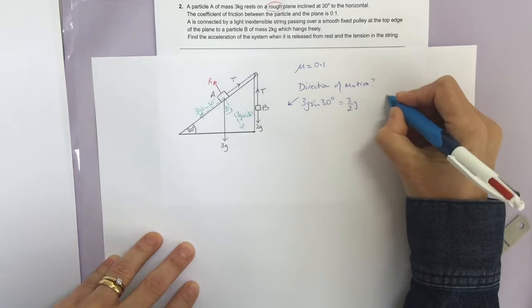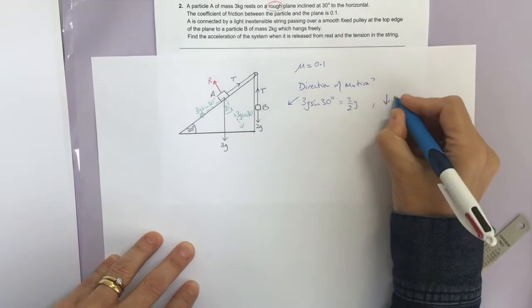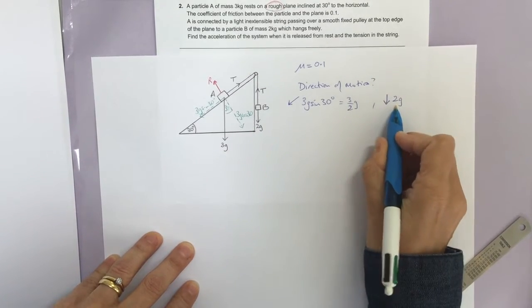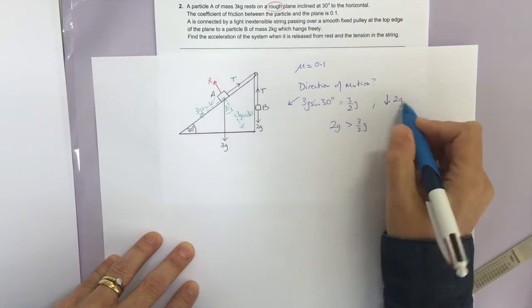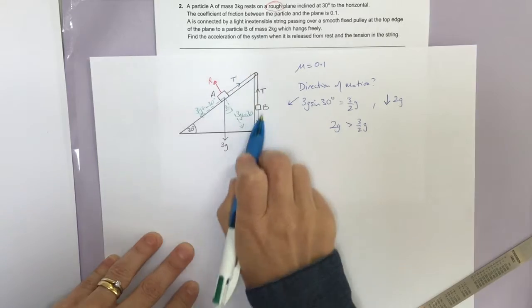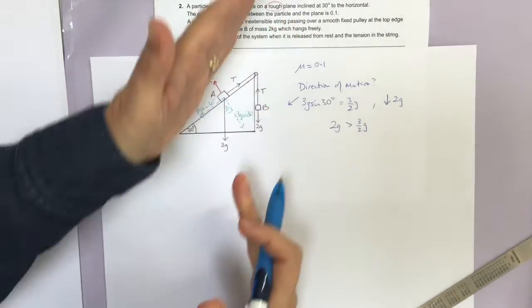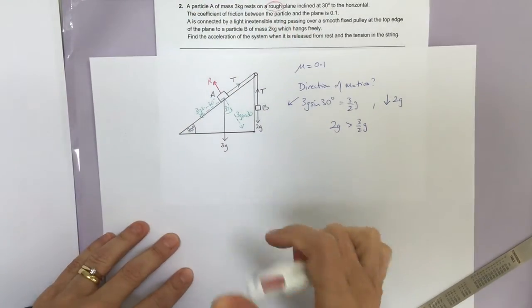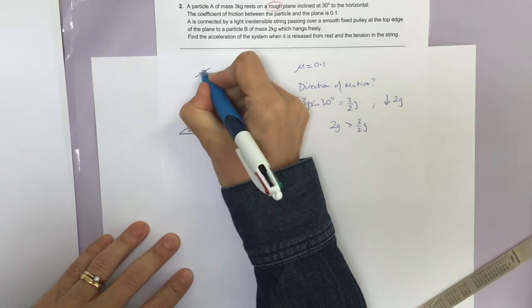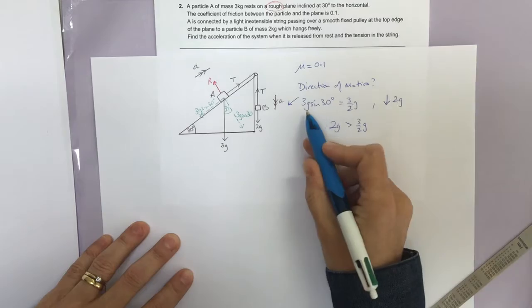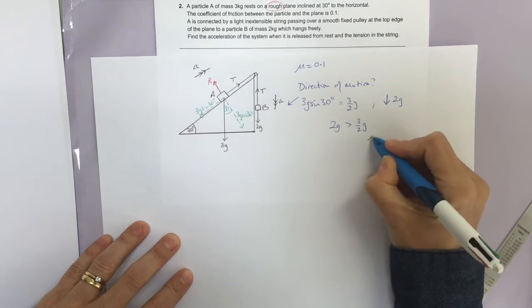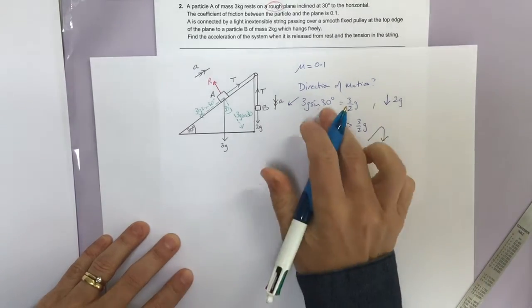But then acting down this way, what have we got? We've got 2g. So my 2g is bigger than my 3 over 2 g. So this one's winning. The system is going to tend to go that way over the slope. I'm going to put that on my diagram. My acceleration then is going to be that way. So that's what's going to happen here. This one's winning. At least we've sorted that out.